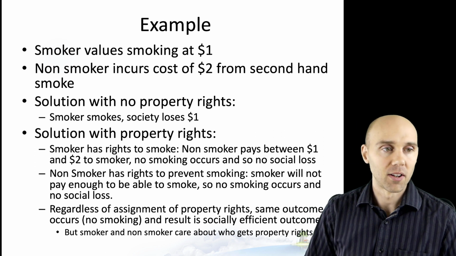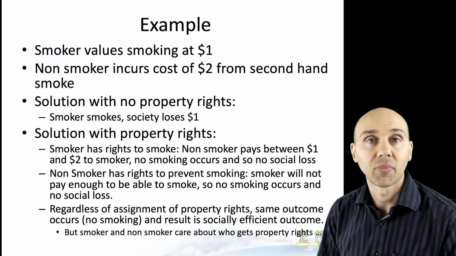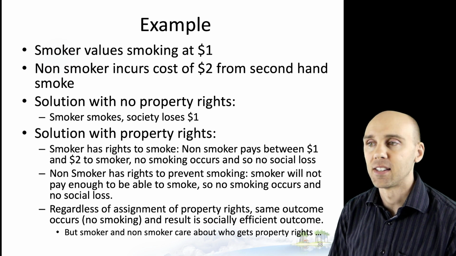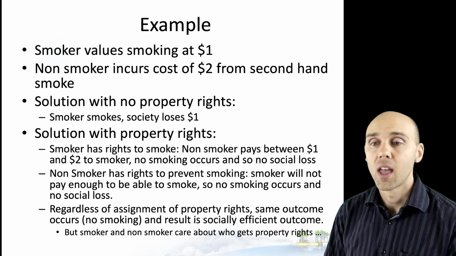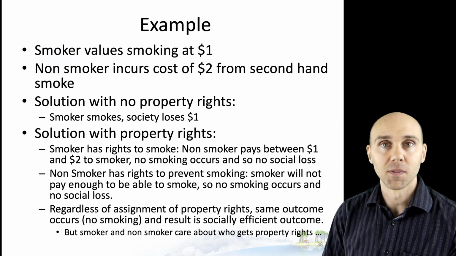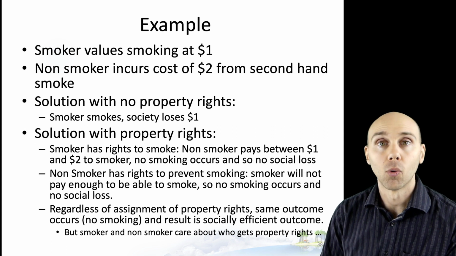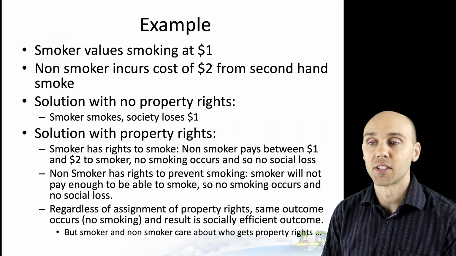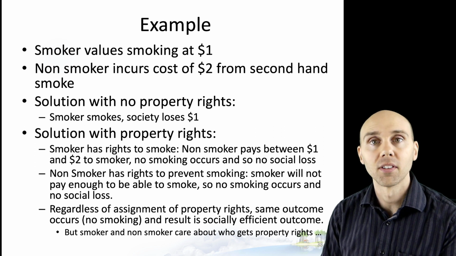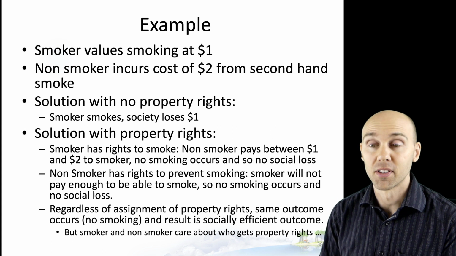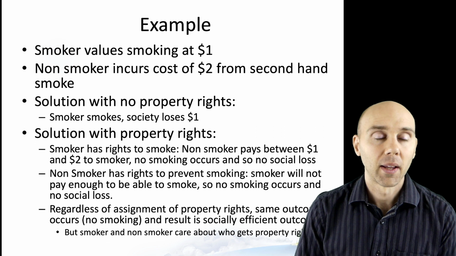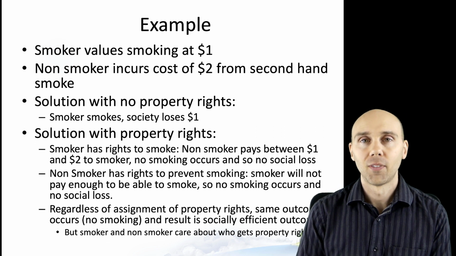What about the other situation? I'll just move out of the way a bit. When we assign the property rights to the non-smoker. So the non-smokers get to dictate whether or not you can smoke. Well, in this case, the non-smoker is going to say, I don't want you to smoke because it hurts me more than you get a gain from it. And the smoker cannot pay more than $2 for the right to smoke, because that's not going to be in the smoker's best interest. So in both situations, we get the same result, which is the socially efficient result.